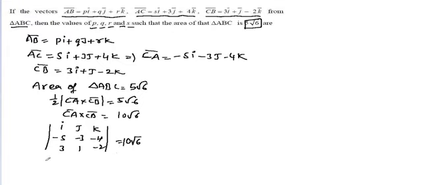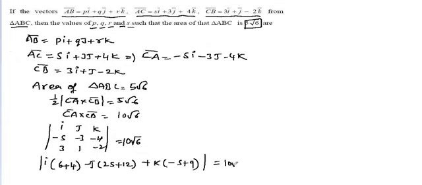So now i into 3 into 2, 6 plus 4, minus j into 2s plus 12, plus k into minus s plus 9, modulus is equal to 10 root 6.